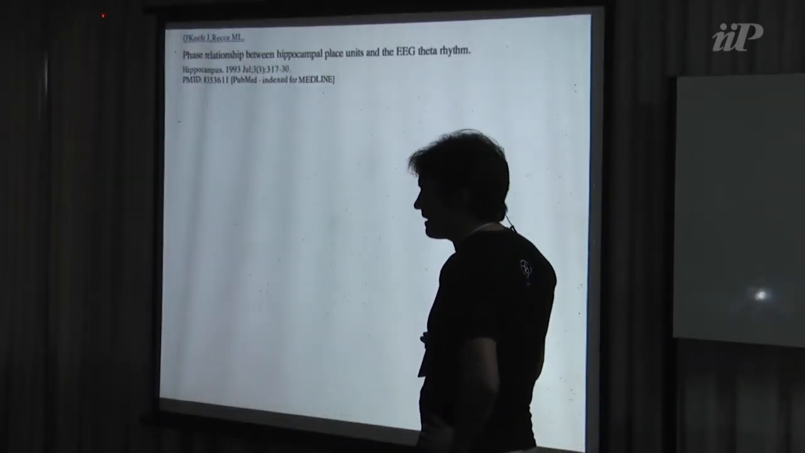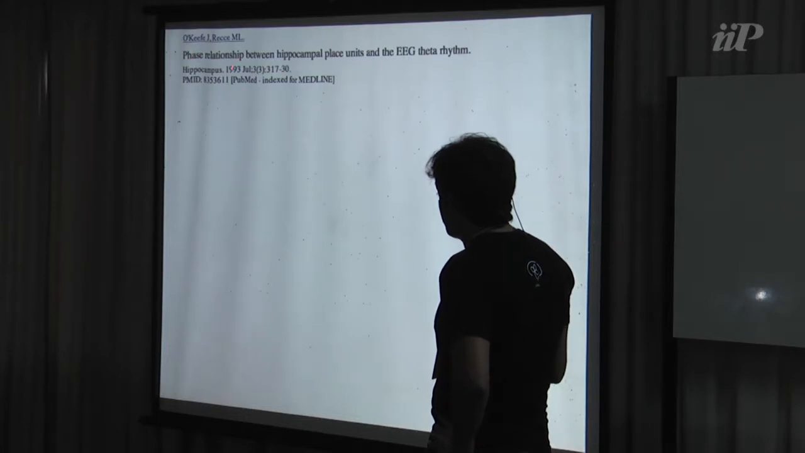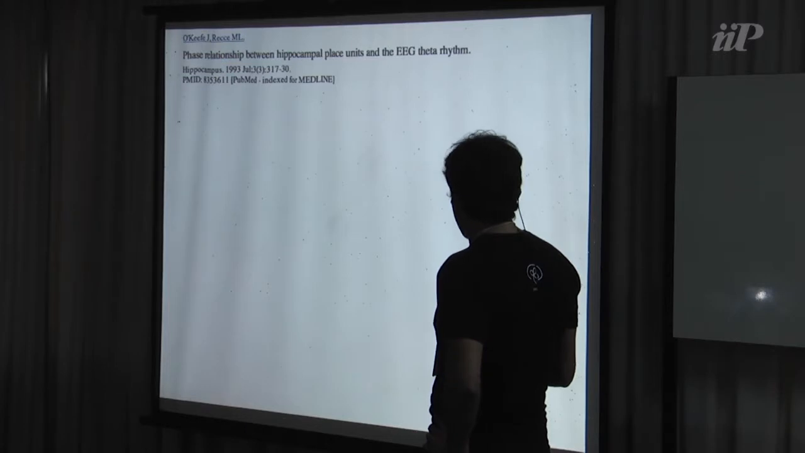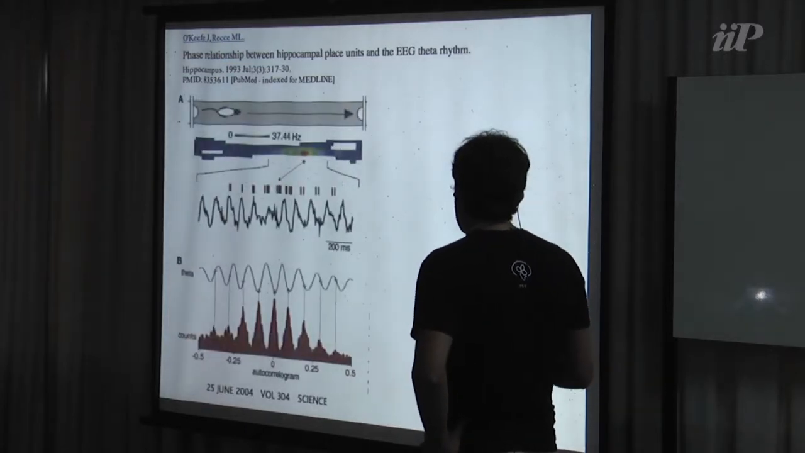Coming back to John O'Keefe, the guy that discovered the place cells in 1971. In 1993, so 22 years later, he decided to plot something. So let's go little by little here.